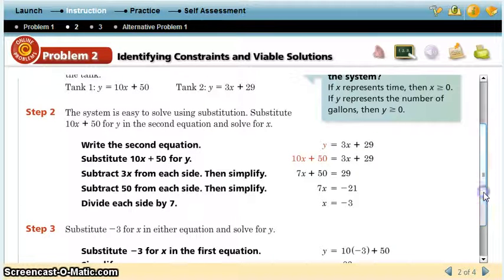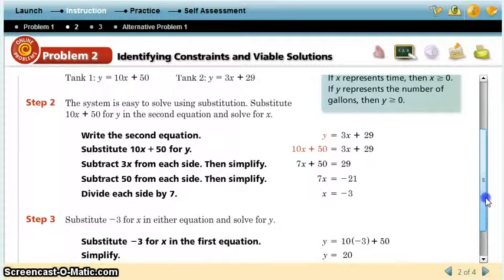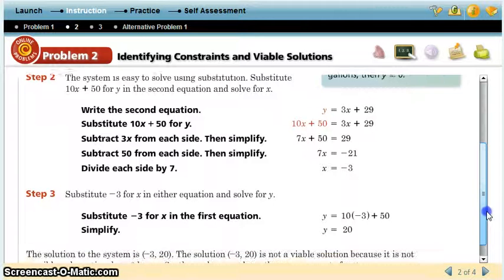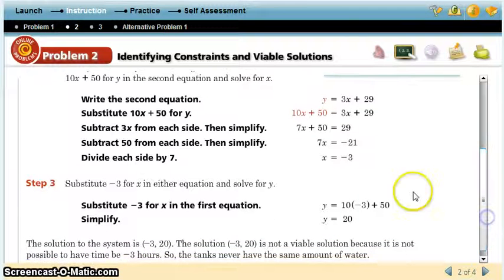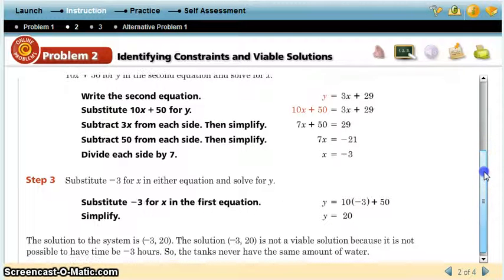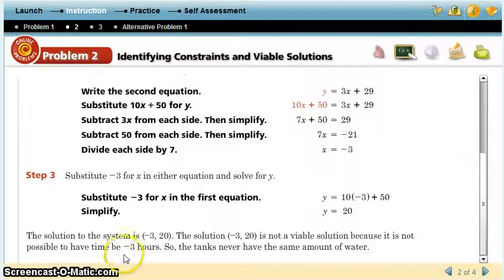We plug negative 3 in for the first equation, and we multiply negative 3 times 10, and then we add the 50. That's going to give us 20. So this is the solution to our system, negative 3, 20, and in the past we would be finished. That would be our answer. But what we have to think about is this is not a viable solution because it's not possible to have negative 3 hours. So what that means is that the tanks never have the same amount of water.